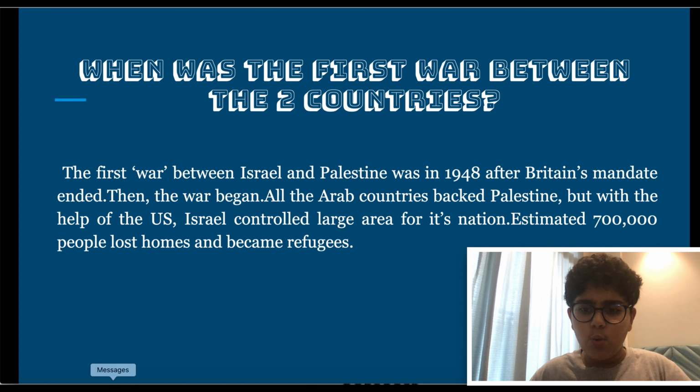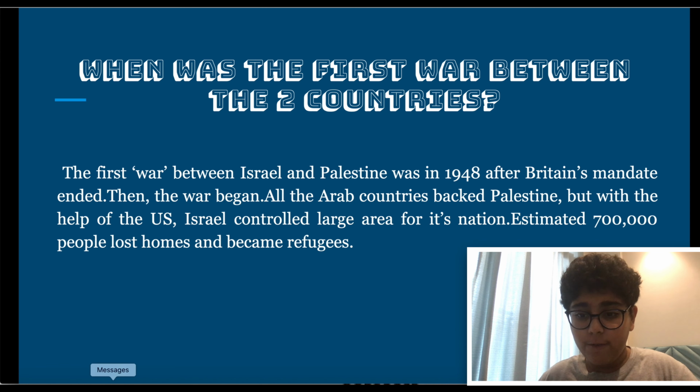When was the first war between the two countries? The first war between Israel and Palestine was in 1948 after Britain's mandate ended. Then the war began. All the Arab countries backed Palestine because Palestine is an Arab country, but with the help of the US, who is still the friend of Israel, Israel controlled a large area for its nation. An estimated 700,000 people lost homes and became refugees from the war.